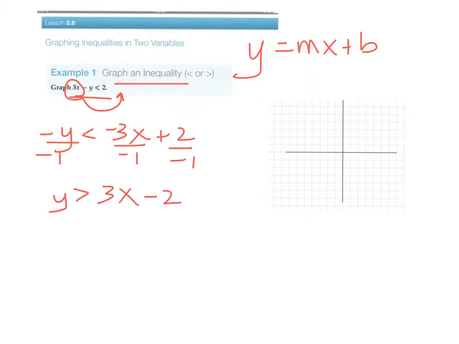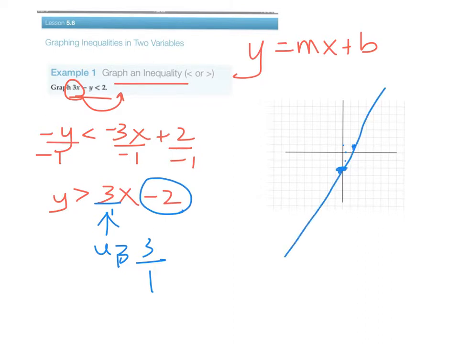Now, once we have it in the right form, we're going to go to this number on the graph, negative 2, which is right here, and then we're going to go up 3 and over 1 because that's what is under, or the slope. So I'm going to go up 3, 1, 2, 3, and over 1, and there's my second point. And if I connect those 2 points, I have my graph.